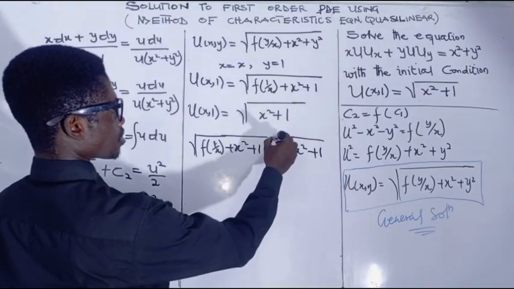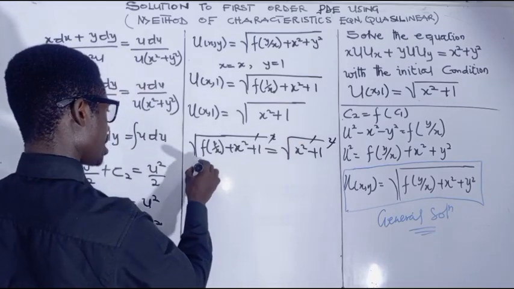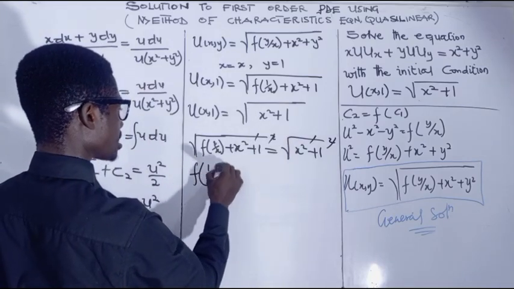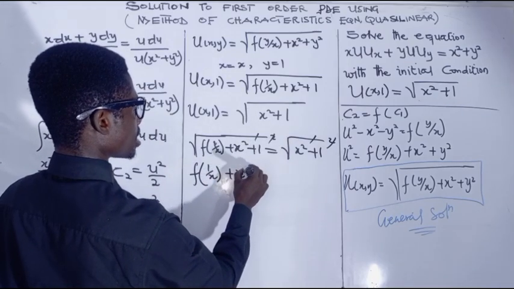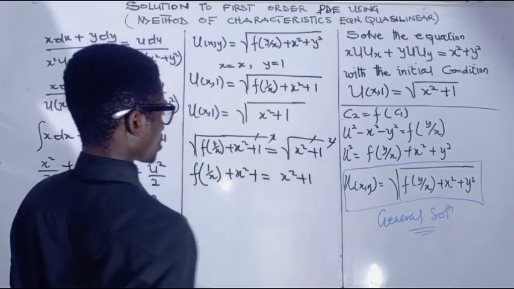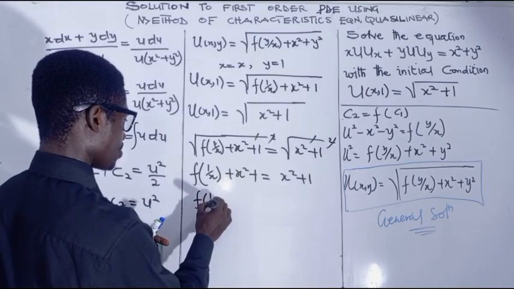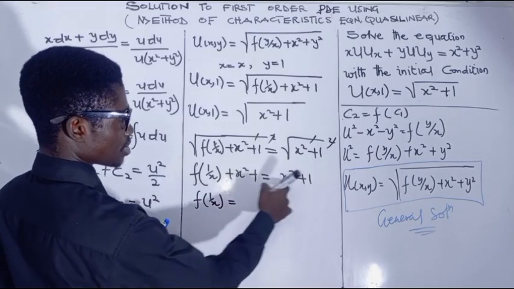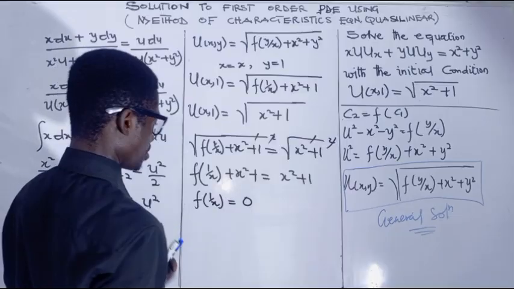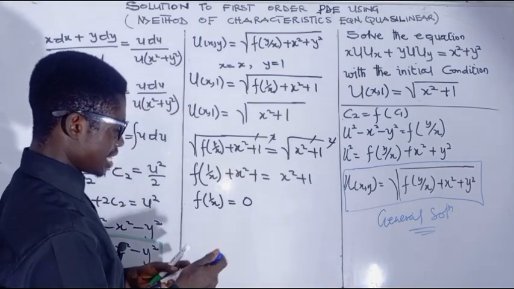So from here, you can decide to square both sides of the equation to cancel the radical sign. So we are left with a function at 1 over x plus x squared plus 1 is equal to x squared plus 1. So from here, we can make this the subject. We have f at 1 over x is equal to 0.